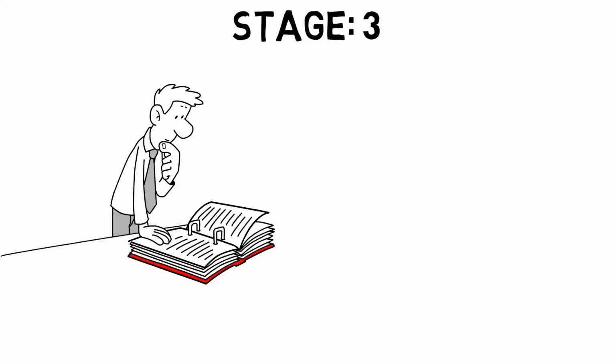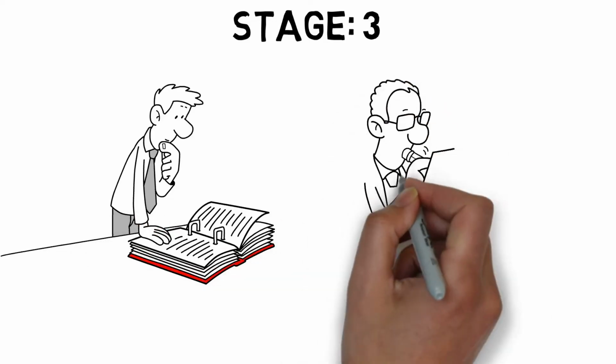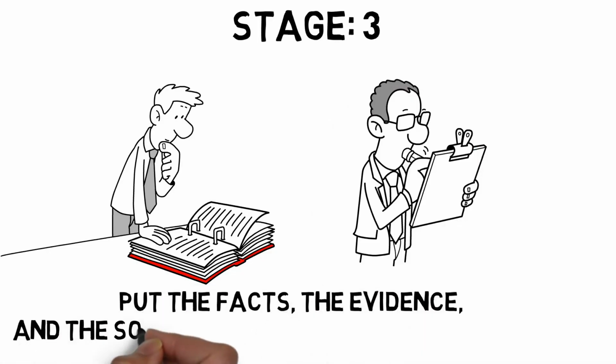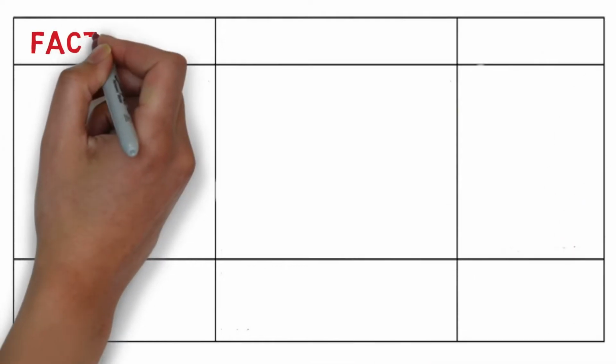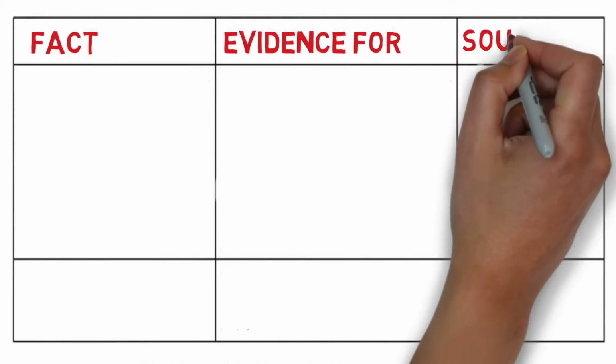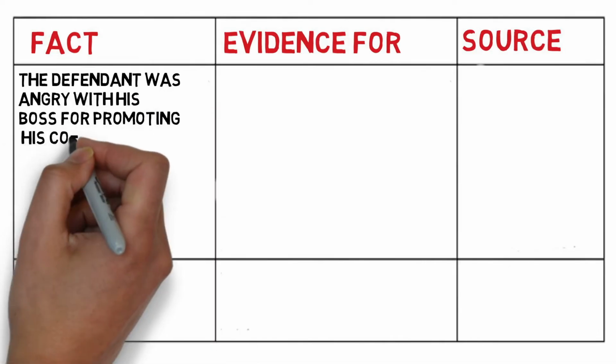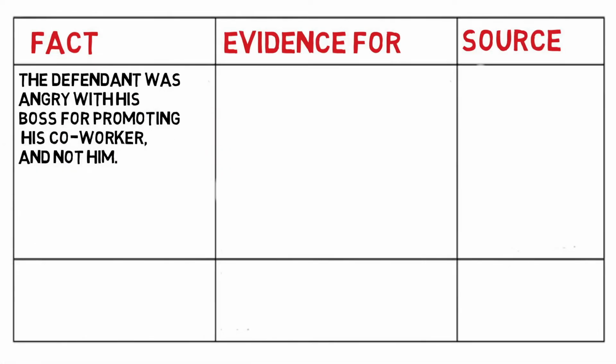Stage 3. Look at your facts again. Review the source and quality of the facts that work for or against you. Put the facts, the evidence, and the source of the evidence in table form. Fact. Evidence for. Source. Fact. The defendant was angry with his boss for promoting his co-worker and not him.